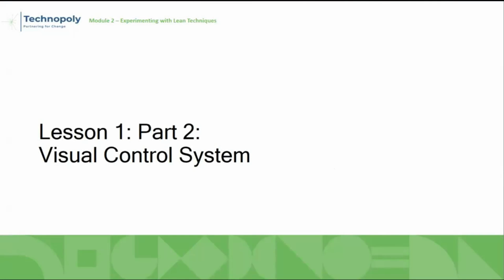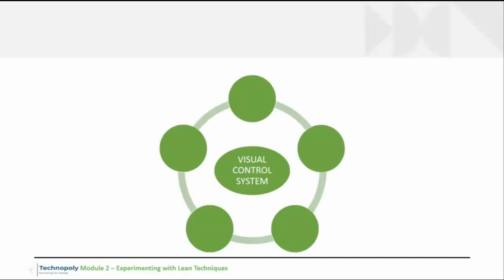In Lesson 1, Part 2, Visual Control System, it is to know what is happening, what to do next, how to do the work, and how well work was done. Here are some of the visual controls we often encounter in our workplace: Andon, Kanban, shadow boards, control boards, and mistake proofing.